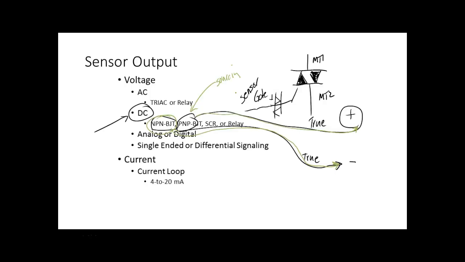I don't know if it's sinking or sourcing. But what they do on that, I don't remember what it is, they bring it out and use it to energize a relay. And then the contact of the relay is going to give us 120 volts AC. So this is on the actual module itself. This is not inside the PLC.